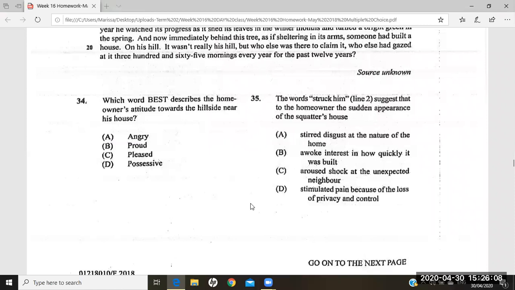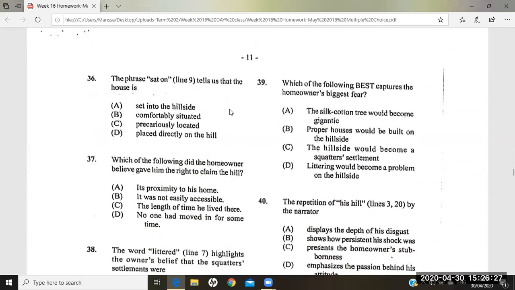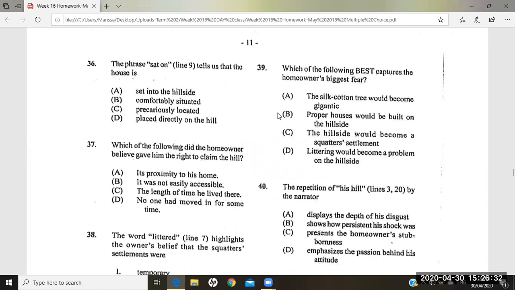35 says the words struck him in line 2 suggest to the homeowner that the sudden appearance of the squatter's house did what? When he says aroused shock at the unexpected neighbor. Very good. It did arouse shock because he wasn't expecting that, right? 36 says the phrase sat on tells us that the house is what? Comfortably situated on the hill. B. Yes, if you are using the expression sat on, it means that you are comfortably situated. So yes, the answer is B.